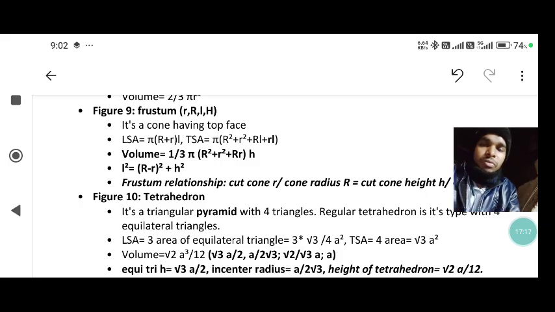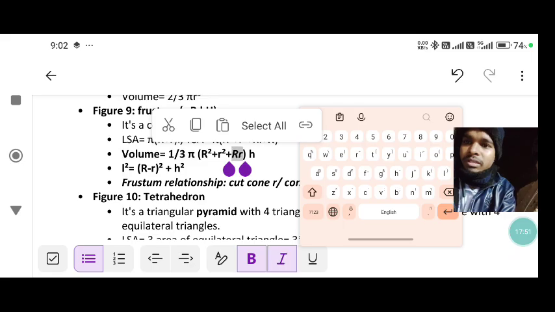And talking about the volume, it is one third pi times the terms. What was it for a cone? It was one third pi r square into h. So here also one third pi, and then capital R square plus small r square, plus capital R into small r. So capital R into small r is extra added.